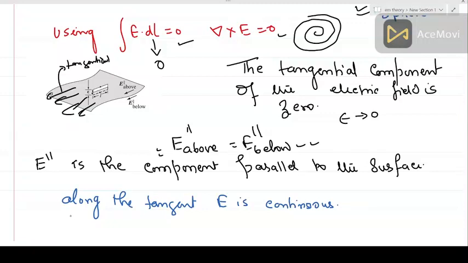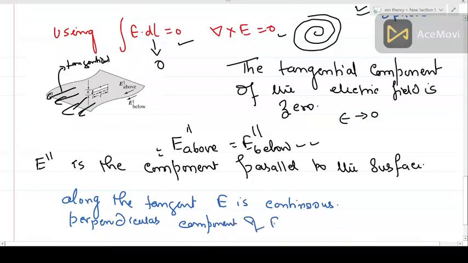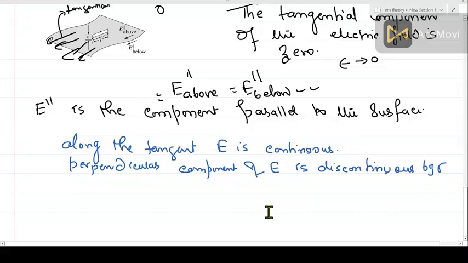The perpendicular component of E is discontinuous, and it is discontinuous by sigma. The amount of charge density on the surface will make it discontinuous.